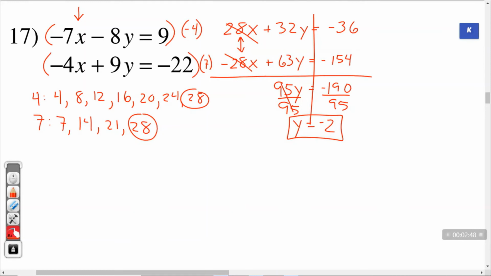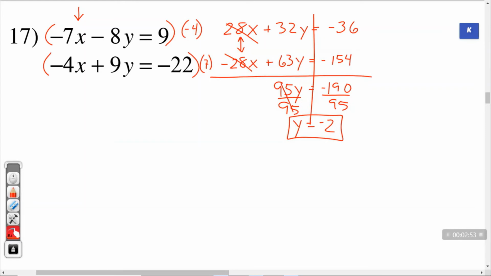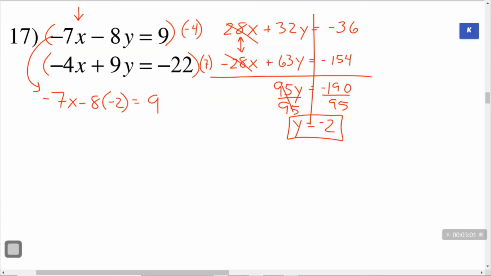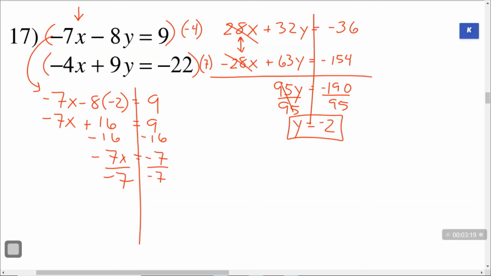Now from there, I need to do what I've always done with the others, and I'm going to erase these here. I'm always going to take this first equation and plug in what I know, and I'm going to solve for x. So negative 7x plus negative 8 times negative 2 is 16. And there we go, subtract 16. We find that x is equal to 1, and then we test it.